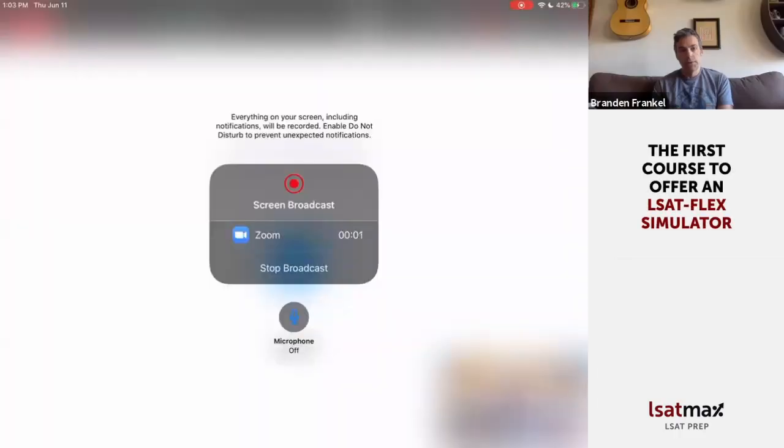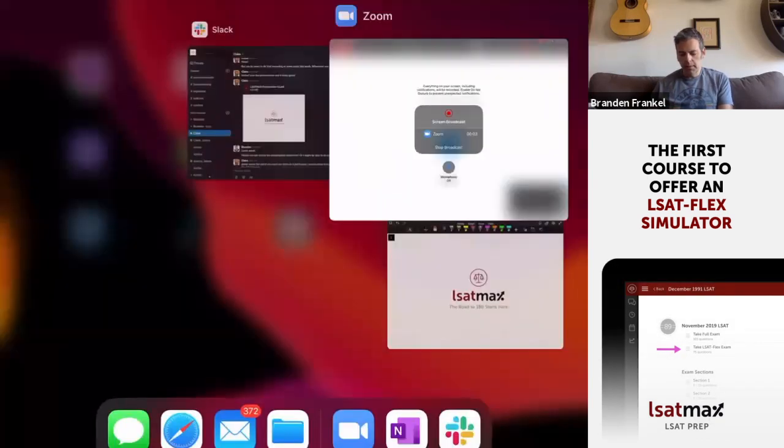That would be under Zoom, which we all spend our entire lives on now. Share content, start broadcast. And that appears to be working.